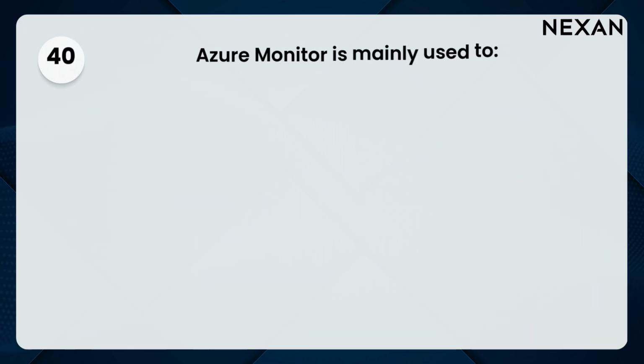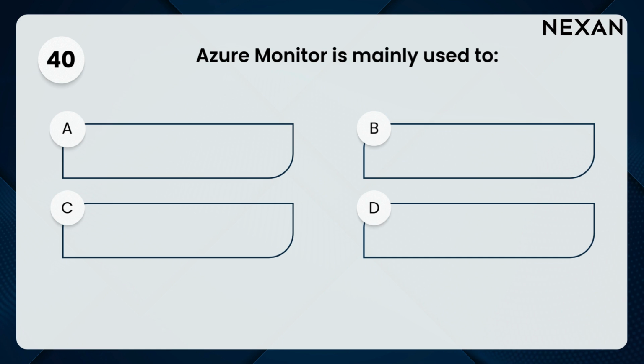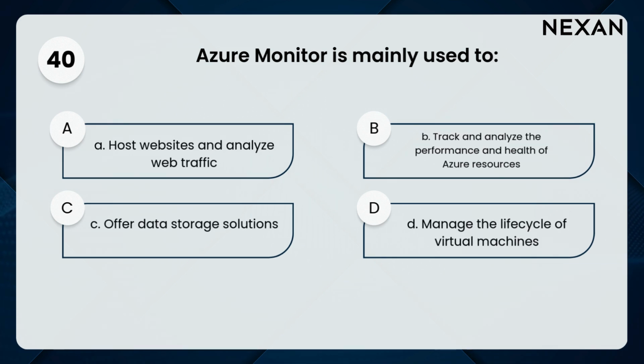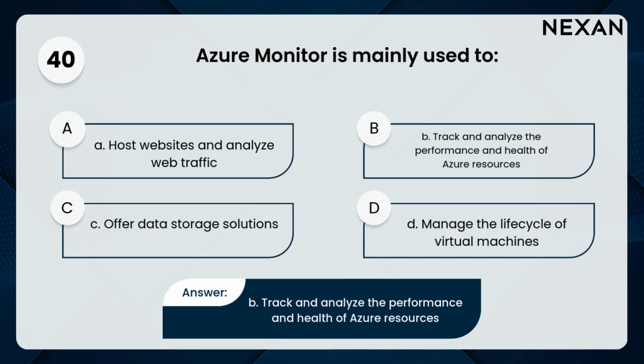40. Azure Monitor is mainly used to A. Host websites and analyze web traffic. B. Track and analyze the performance and health of Azure resources. C. Offer data storage solutions. D. Manage the lifecycle of virtual machines. Answer: B. Track and analyze the performance and health of Azure resources.